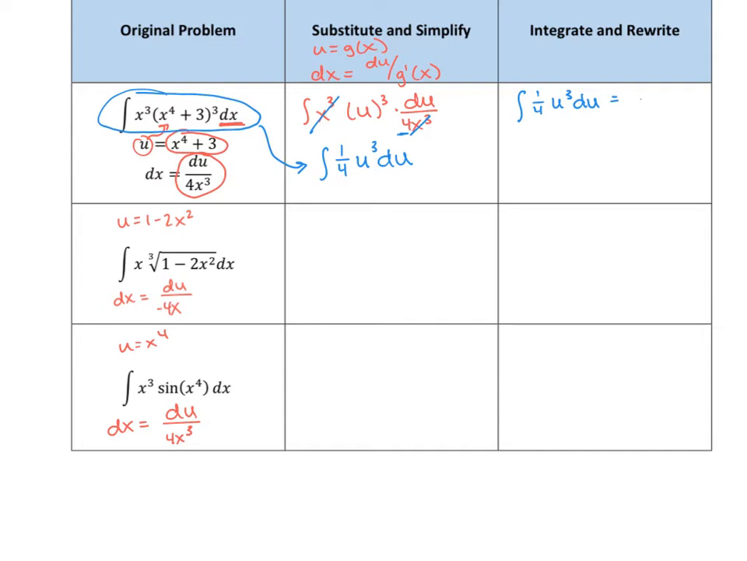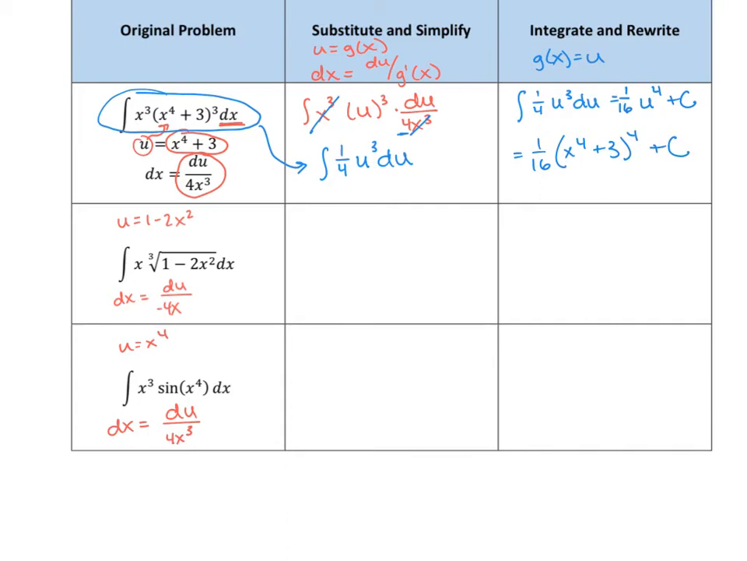So u cubed, I'm taking the antiderivative, so it's going to be u to the fourth. And I need to do 1/4 divided by 4, so I have 1/16 plus c. So we take the antiderivative in terms of u. Our final step, if the original problem was in terms of x, we want the final answer to be in terms of x. So the last thing is we plug g of x back in for u. So instead of 1/16 u to the fourth, my final answer is 1/16 x to the fourth plus 3 to the fourth.